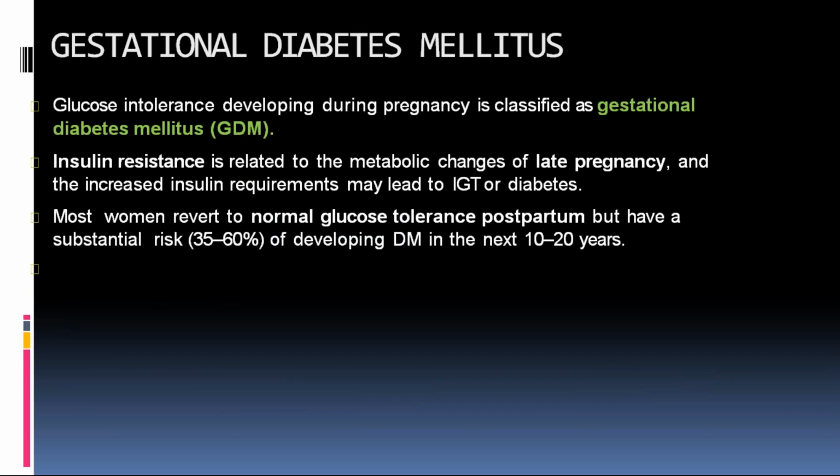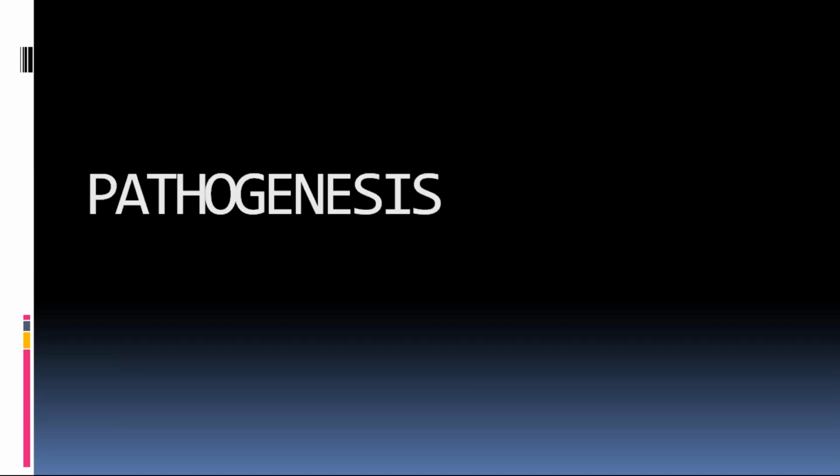Gestational diabetes, as I mentioned, is glucose intolerance developing during pregnancy. Insulin resistance is related to metabolic changes of late pregnancy, and the increased insulin requirements may lead to impaired glucose tolerance or diabetes. Most women revert to normal glucose tolerance postpartum, but have a substantial risk of about 35 to 60% of developing diabetes mellitus in the next 10 to 20 years. So patients who have gestational diabetes have to keep a watch. Studies have found they can develop full-blown diabetes over the next 10 to 20 years. Coming to pathogenesis.